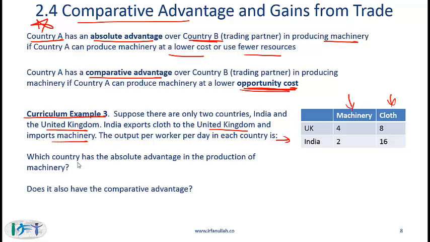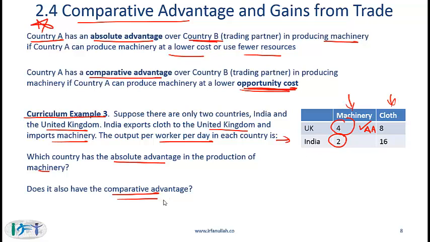We are asked the following questions. Which country has the absolute advantage in the production of machinery, and does that country also have comparative advantage? If we look at the UK, then it produces 4 machines per worker per day, whereas India produces only 2 machines per worker per day. Clearly, the UK is more efficient, therefore the UK has the absolute advantage.